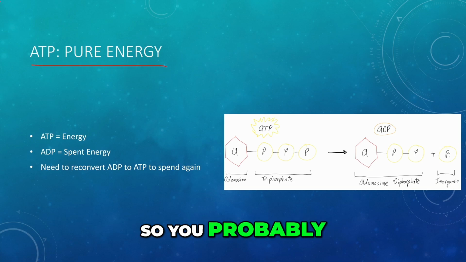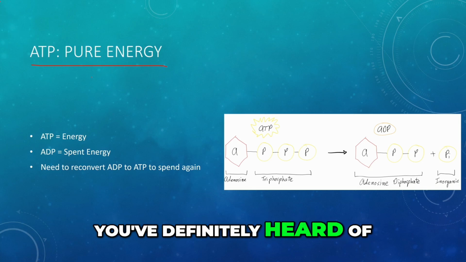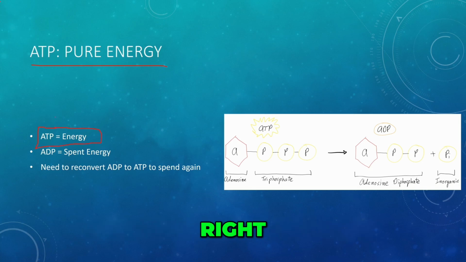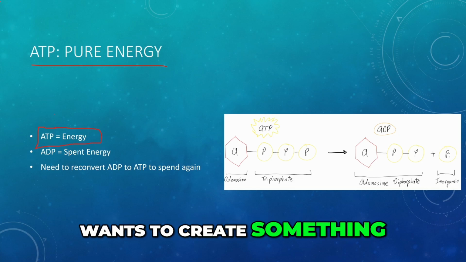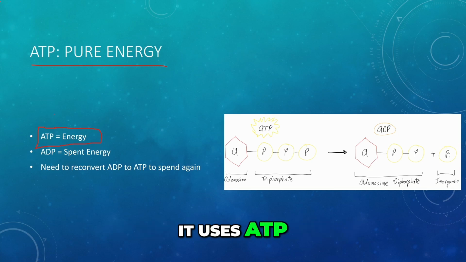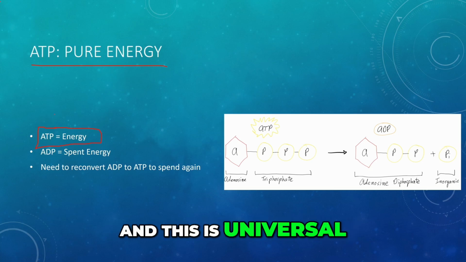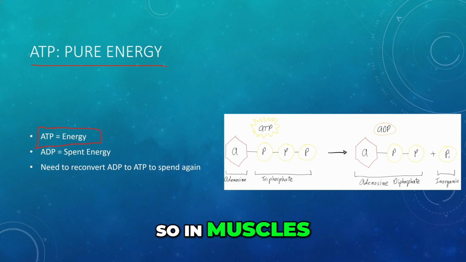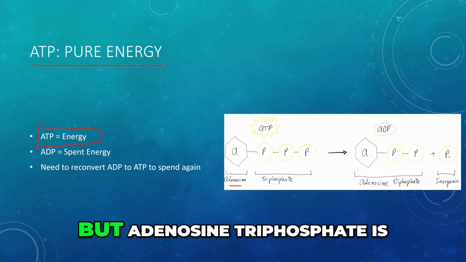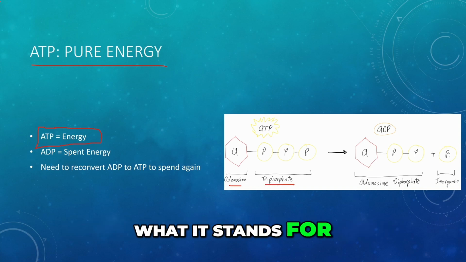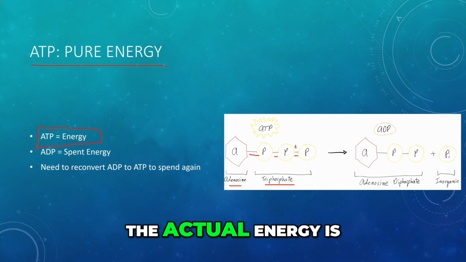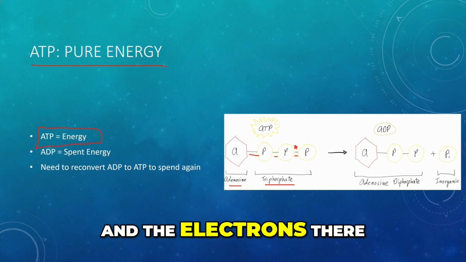So if you've ever taken a biology class, you've definitely heard of ATP before, and basically it translates to pure energy, right? So anytime the body wants to create something, move something, do a chemical reaction, change an enzyme, it uses ATP. And this is universal. So in muscles, essentially, adenosine triphosphate is what it stands for. And so you have these phosphates here, and the little bonds is where the actual energy is kind of stored, right? And the electrons there.